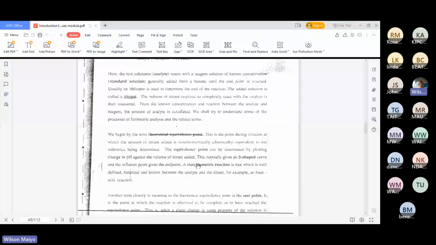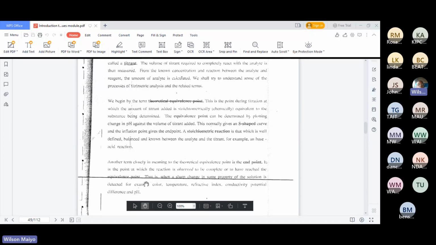You know the formulas for the base, you know the formula for the acid, you know the mole ratio between the two reactants. So when you talk of the equivalence point, we are talking of the actual amount of titrant that is added to the substance that you are determining, and that quantity or that point is what we refer to as the equivalence point.